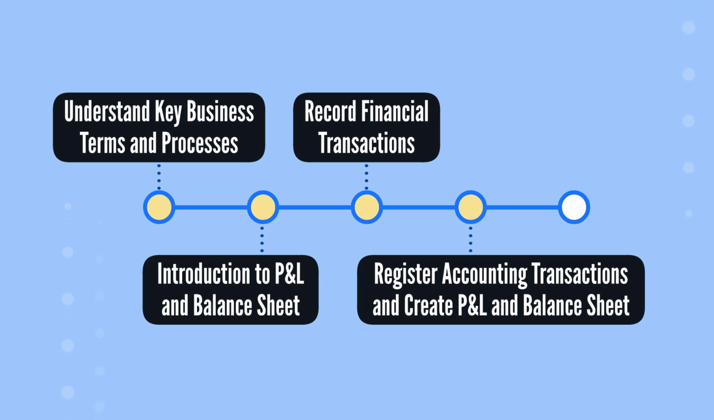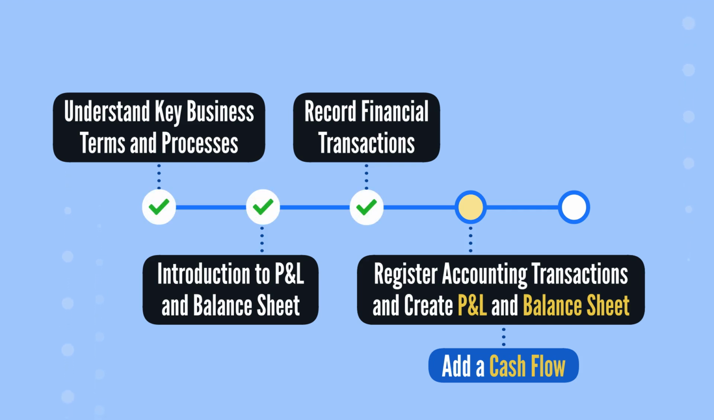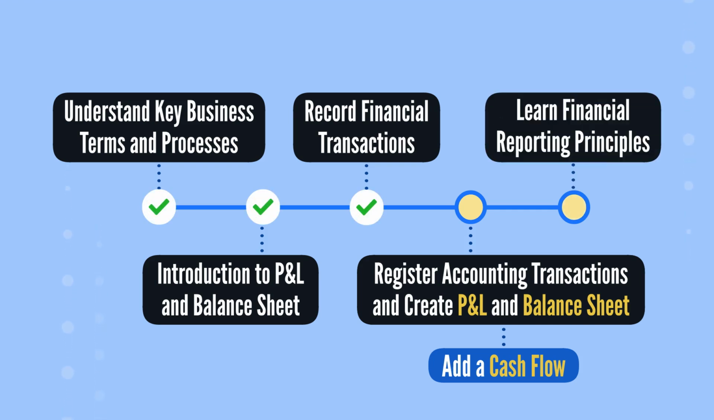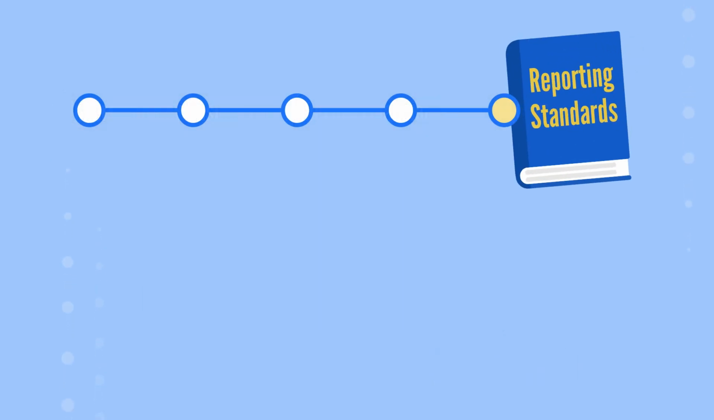Then you can learn how to build a cash flow, which allows you to appreciate the relationship between the three primary financial statements. Once you've acquired the fundamentals, you can learn financial reporting principles, such as the IFRS and local generally accepted accounting principles. The fundamentals allow you to understand how to record accounting transactions, while reporting standards are the rule book you must follow.